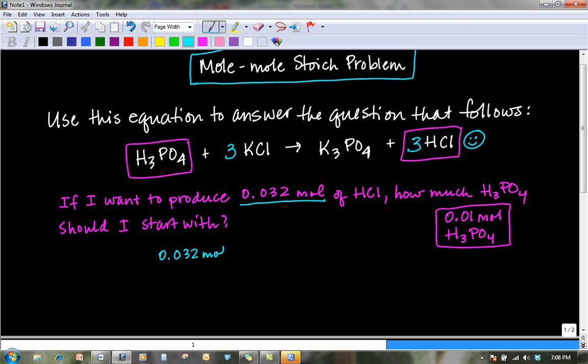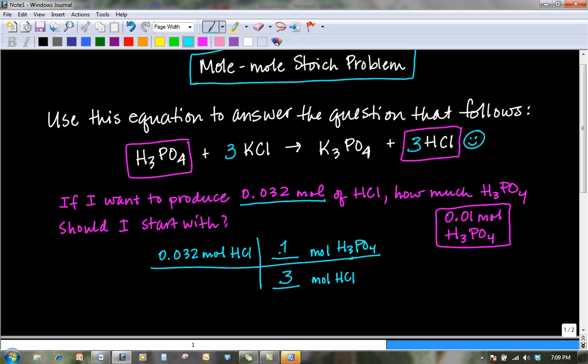0.032 moles of HCl. Denote the unit and put what you're looking for on top. The numbers that go here and here in the blanks come from the equation itself. The coefficient that's in front of HCl is the number 3, so I'm going to go ahead and put a 3 there. And in front of hydrogen phosphate, we don't have anything, so we assume that there's a 1.